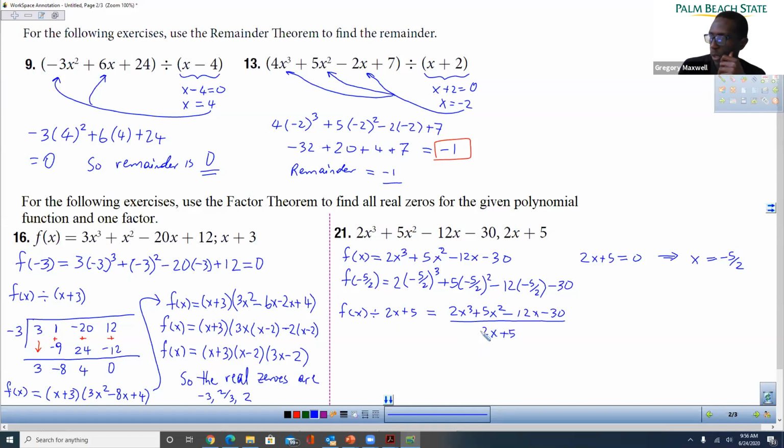I don't want a number in front of the x, so I'm going to divide top and bottom by 2. So divide the numerator by 2 and the denominator by 2. What that gives me is this expression here: x cubed plus 5 over 2 x squared minus 6x minus 15, over x plus 5 halves.